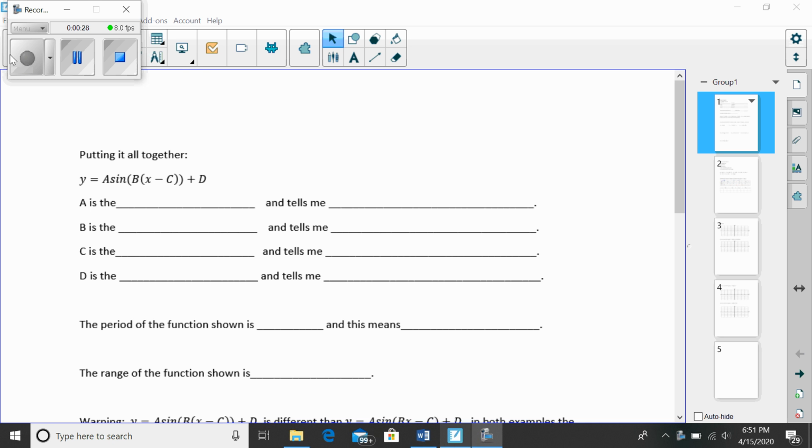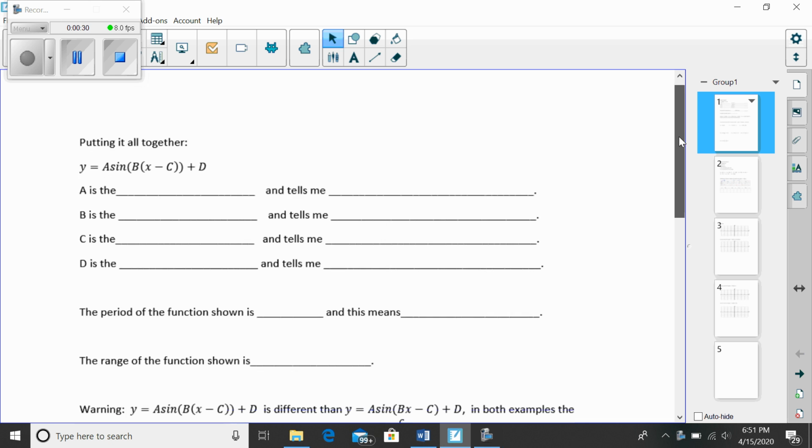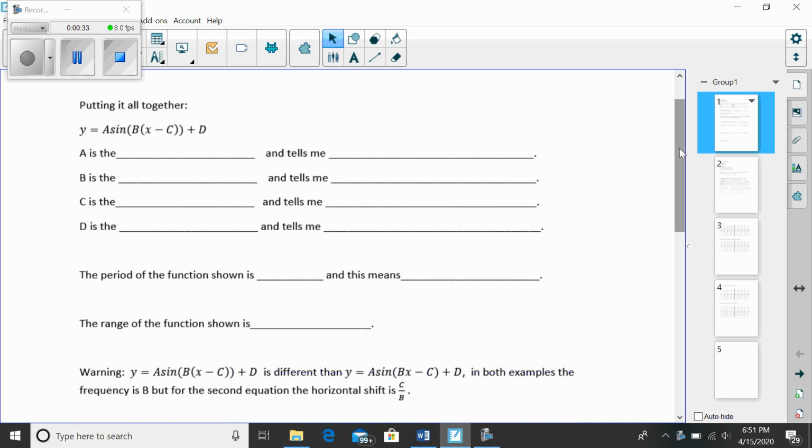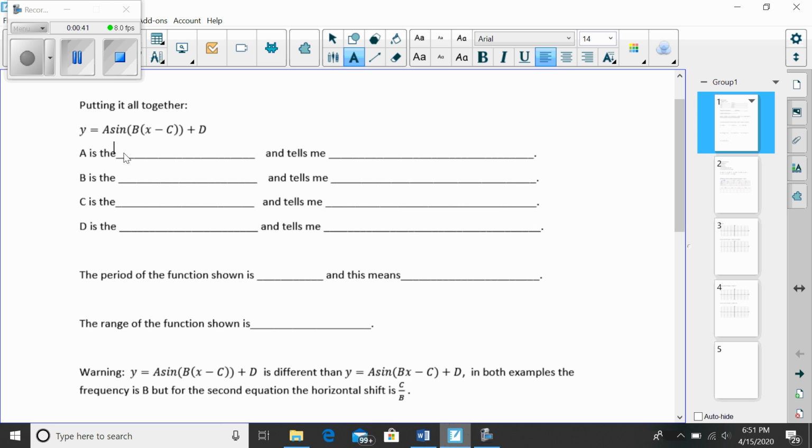So this document, just like it sounds, is putting all of these transformations together. Let's go through some of this together, and then the rest of this is going to be homework. So A, what does A stand for? That is the amplitude. And what does that tell me? That tells me how high above or below the midline my graph will be.